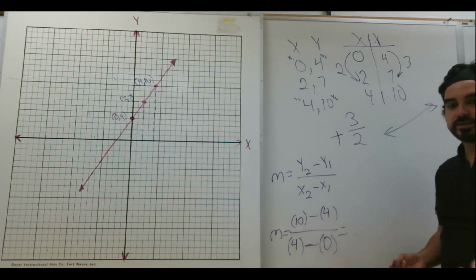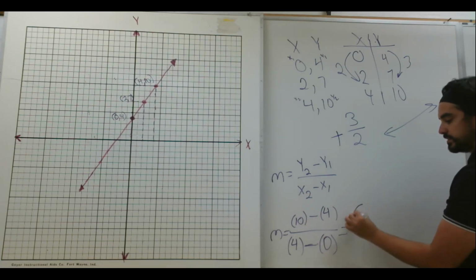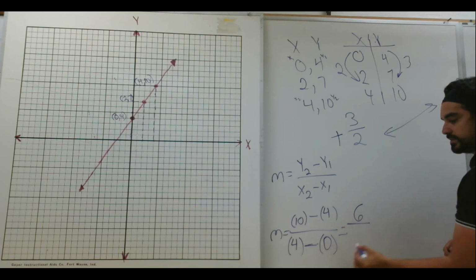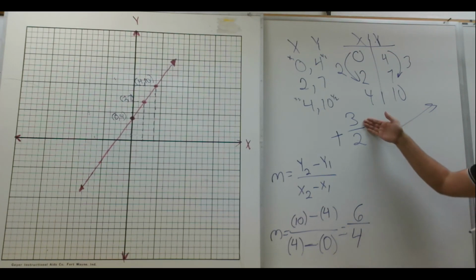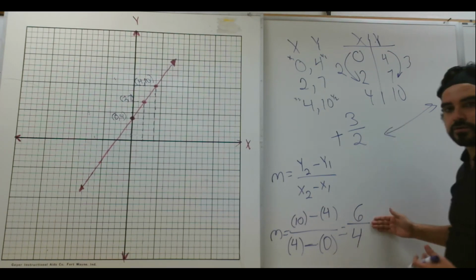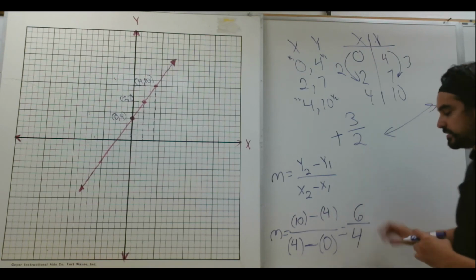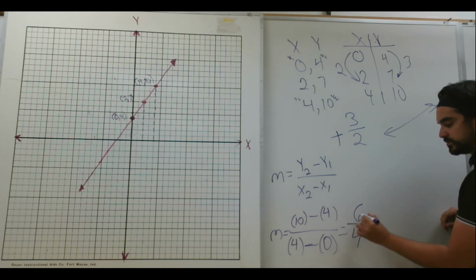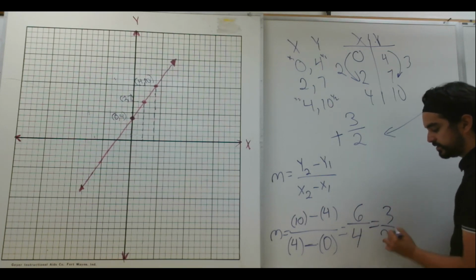So we're going to go ahead and subtract this. So we have 10 minus 4 is 6. 4 minus 0 is 4. Well, over here I got 3 halves, and over here I got 6 over 4. One thing we have to remember is we have to reduce this. So 6 over 4 could be reduced to 3 over 2.